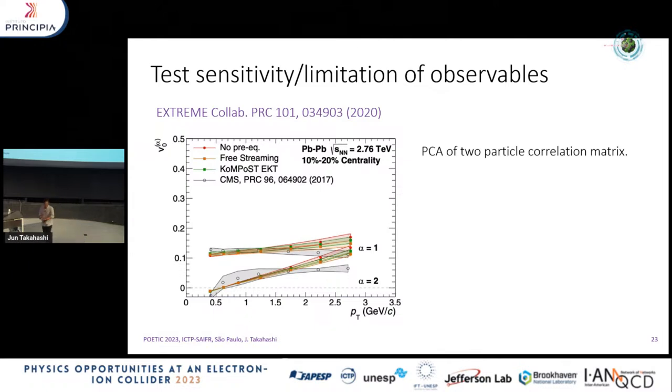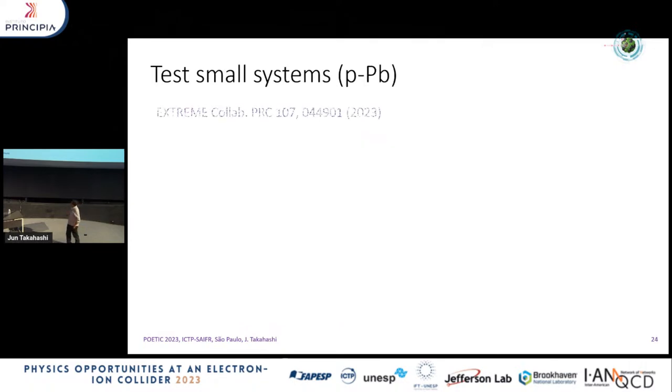I think I don't have much more time, so I'll skip this one. But this is also a test of the sensitivity of a new observable that people started using, again on correlation. This is called principal component analysis. PCA is another way to look at V2 and V3, but in a more detailed way because it allows correlations between different PT bins. So again, you can turn on and off different parts and see how it affects this PCA observable here. We have a nice paper on this showing the correlation between PCA variables and the eccentricity.